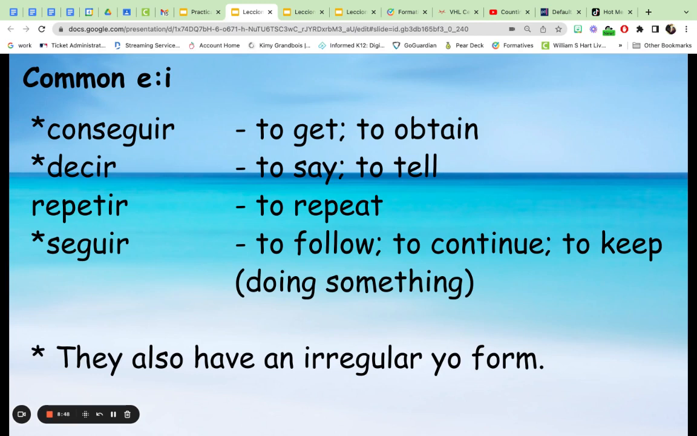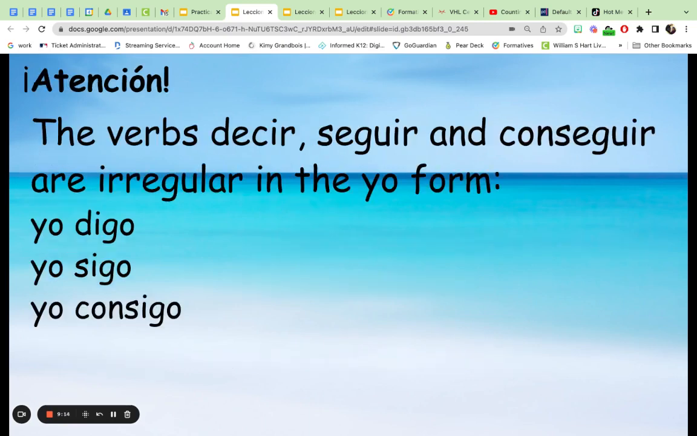Conseguir, these are E to I stem changers. Conseguir, to get or to obtain. Decir, to say or to tell. Repetir, to repeat. And seguir, to follow, to continue, to keep doing something. Now, 3 of those have little asterisks next to them because they are special. In the yo form, they are totally irregular. They are yo digo, yo sigo, and yo consigo.